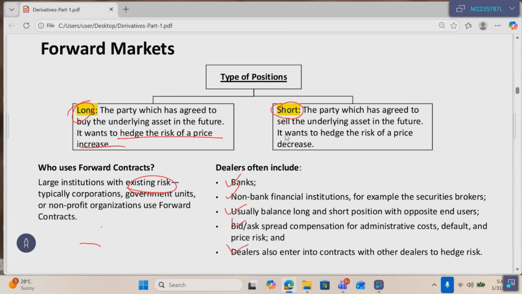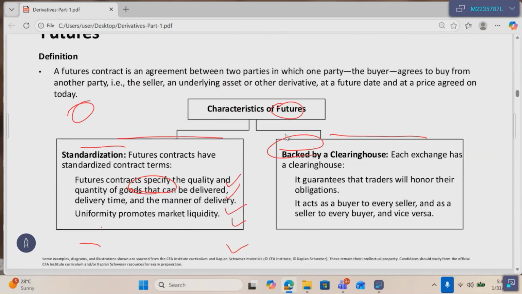We saw that in the previous slide. The short wants to hedge against the price depreciation. Here, long and short. Okay. So cash positions taken, very important to make sure that you understand those positions.